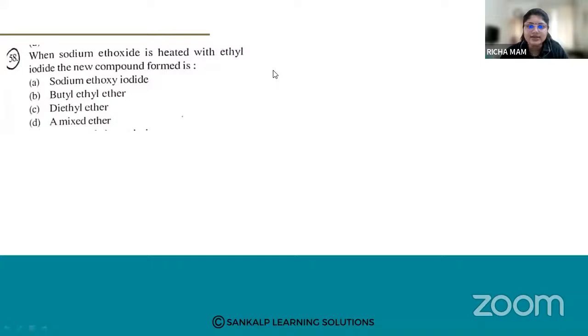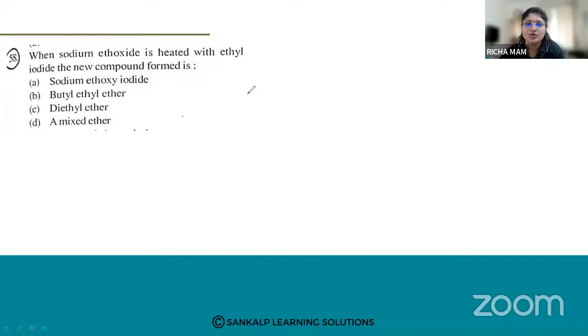Naveshri has answered A, Vedvati has answered C, Prithviraj has answered A, Tasmiya C, Sharath has answered C, Mehek has also answered C. One more answer: Varun Raj has also answered C. So, when sodium ethoxide is heated with ethyl iodide.